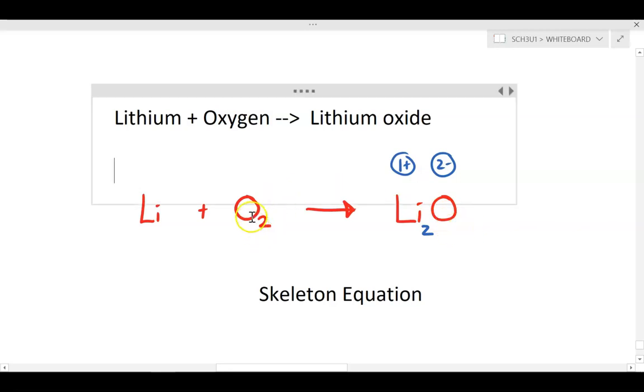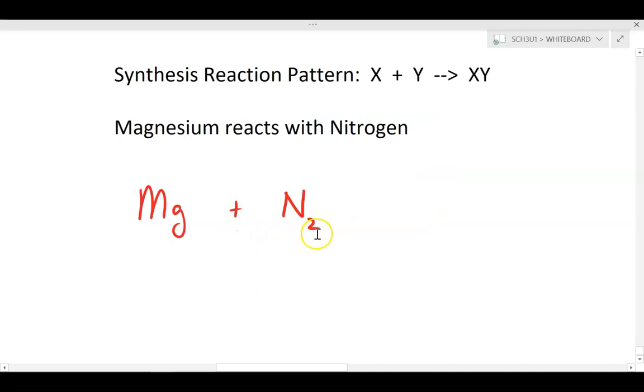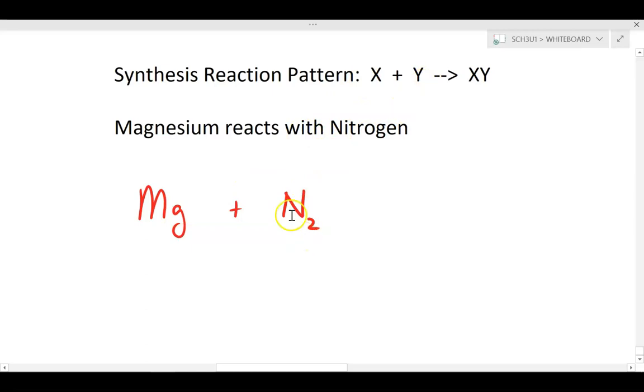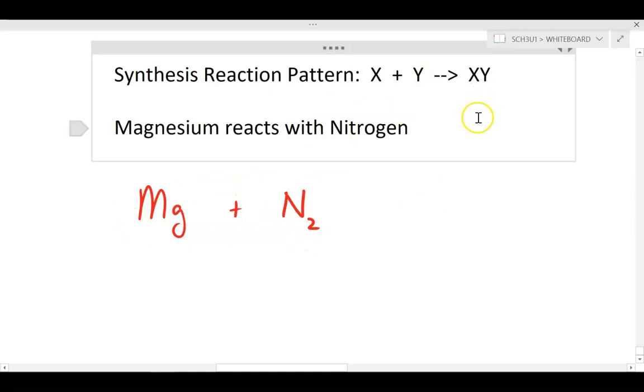But over here, the oxygen hasn't had a chance to bond to the lithium yet. It is by itself. So because it's by itself, it does require that 2. Alright, so I'm going to put the 2 there. Now we can follow the pattern. Mg is x, N2 is y, slam them together, make xy.